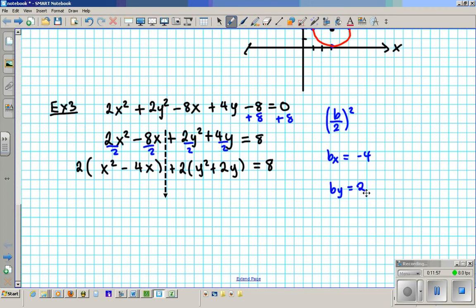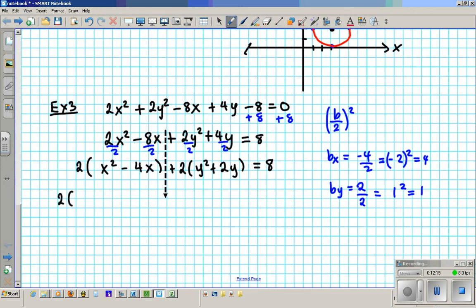So what do you do with these two b's? Divide them by 2 and square them, right? So divide this by 2, negative 2. And then you square it, which gives you 4. And then this one divide by 2, which gives you 1. Square it, which gives you 1. So these two numbers complete the square in both worlds.